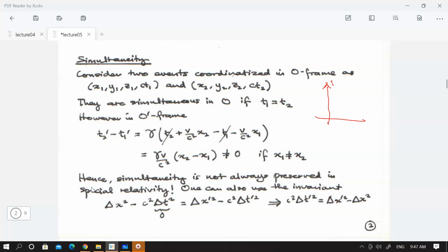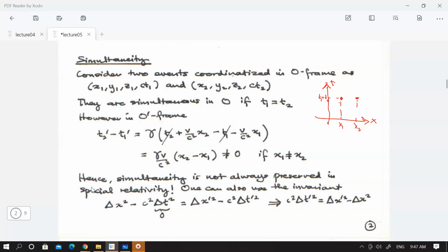This is the t-axis, this is the x-axis. Two events are simultaneous if they have the same t coordinate. So say this is x1, this is x2, and your t1 and t2 are the same. Okay?